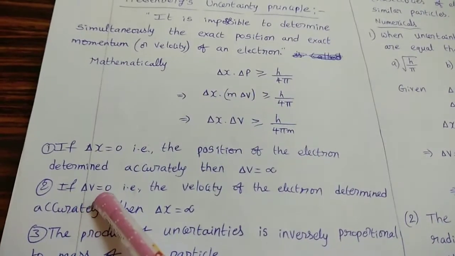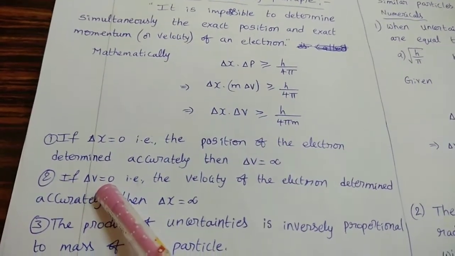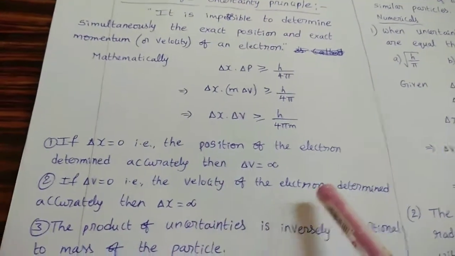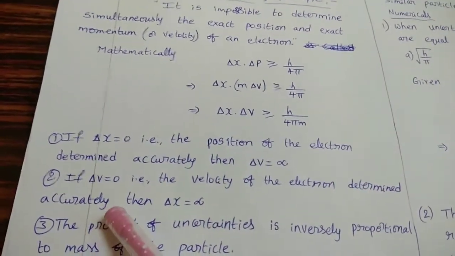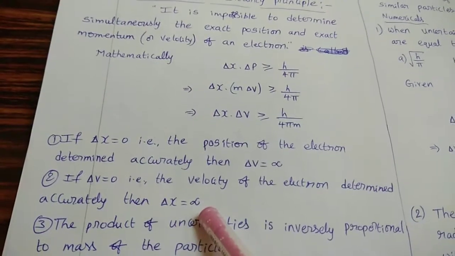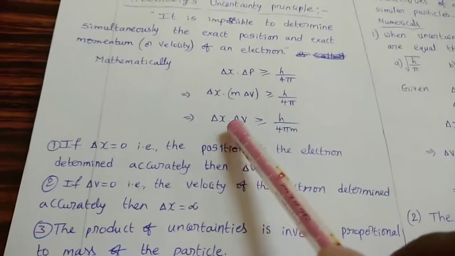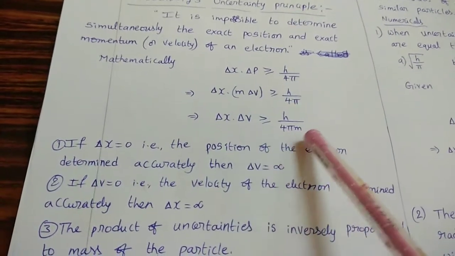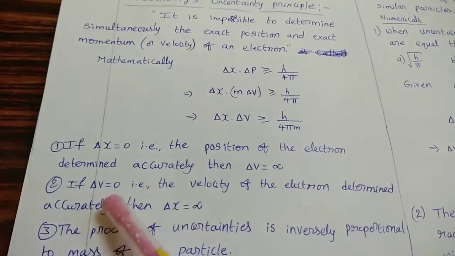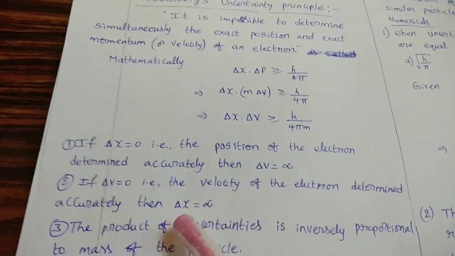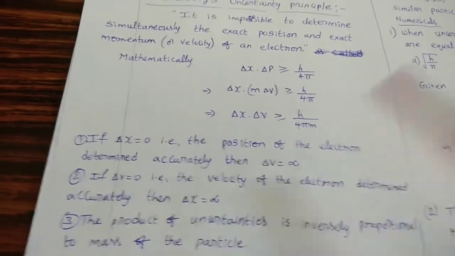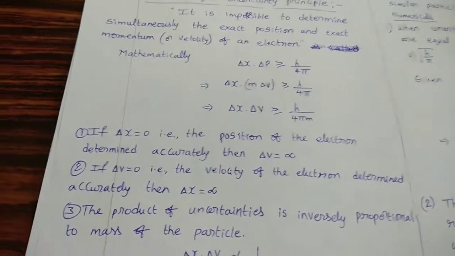Suppose delta v equal to 0, that means uncertainty in velocity is 0. So the velocity of the electron is determined accurately. Then delta x equal to infinity. Same. Delta x equal to h by 4 pi m into delta v. In place of delta v substitute 0, then delta x we can get infinity. Okay, remember these conditions for objective questions, important.